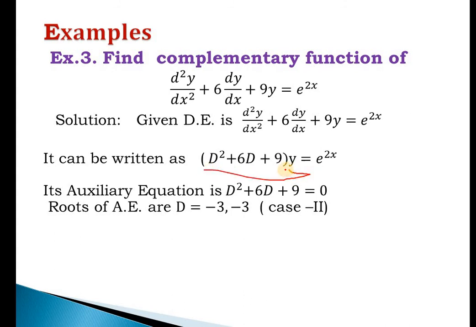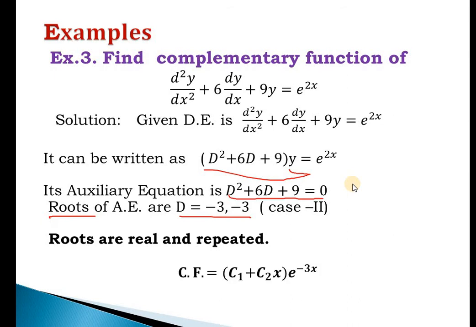This is my phi of D, and I equate phi of D to 0. Whatever the arrangement, I am not interested. Then this is a quadratic polynomial in D. We are finding roots. So what are the roots? D is equal to minus 3, D is equal to minus 3. Actually, it is the expansion of (D plus 3) whole square. And the roots are real and repeated, so case 2 applies, and the complementary function is (c1 plus c2 x) e raised to minus 3x.